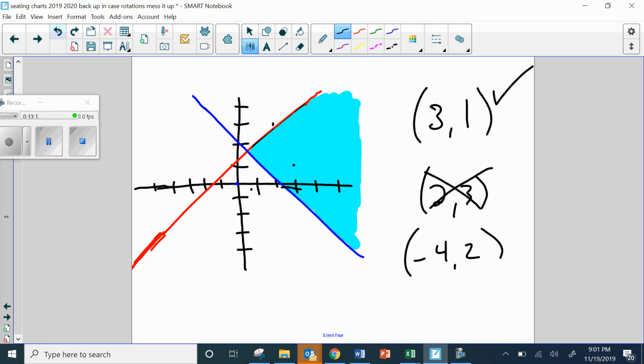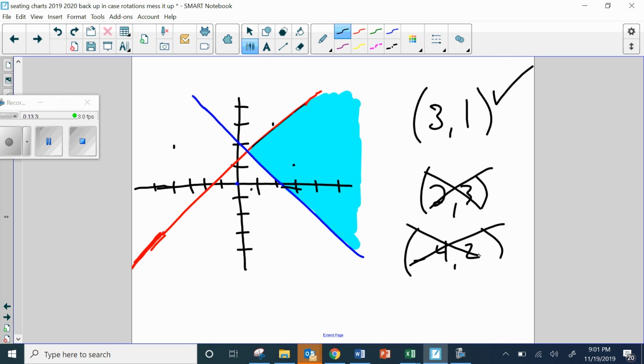But just to make sure, let's plot it. So (-4, 2) means I go left 4 from the blue dot in the middle. I always start at the origin. So left 4, 1, 2, 3, 4, and then up 2 puts my dot somewhere there. That was an ugly dot. Let's get rid of that. So somewhere up around there. Clearly that is not in the solution region, so I'll scratch that out.